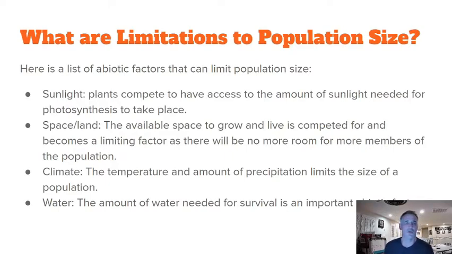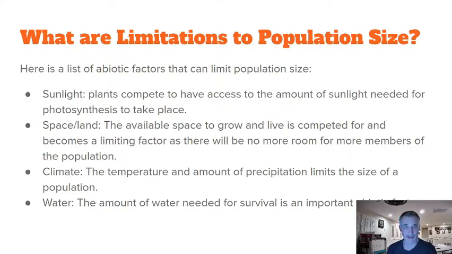All right, so what are the limitations of population size? We're going to continue on. So here are some more abiotic factors that can limit population size. Sunlight, this is especially true with plants. They have to compete to have access to the amounts of sunlight needed for photosynthesis to take place.